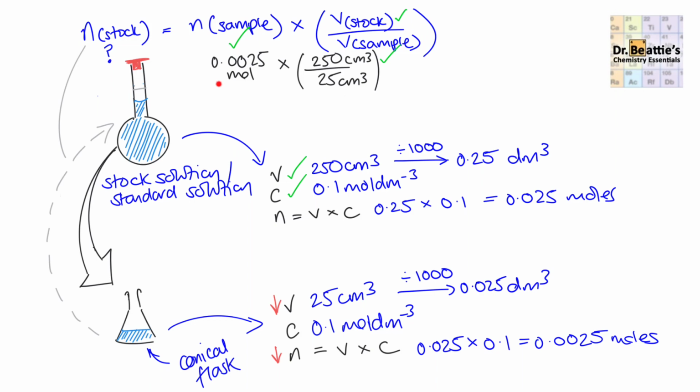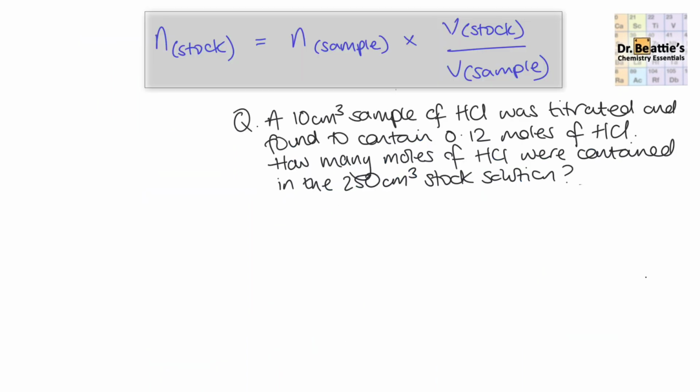What we do is we just put this into a calculator. 250 divided by 25 is 10. So we take the 0.0025 and multiply that by 10 and we get our answer for the number of moles that were in the stock solution as being 0.025. And so this value matches the value here. So we've shown that this method works consistently. Okay, so let's put this into practice with this question here.